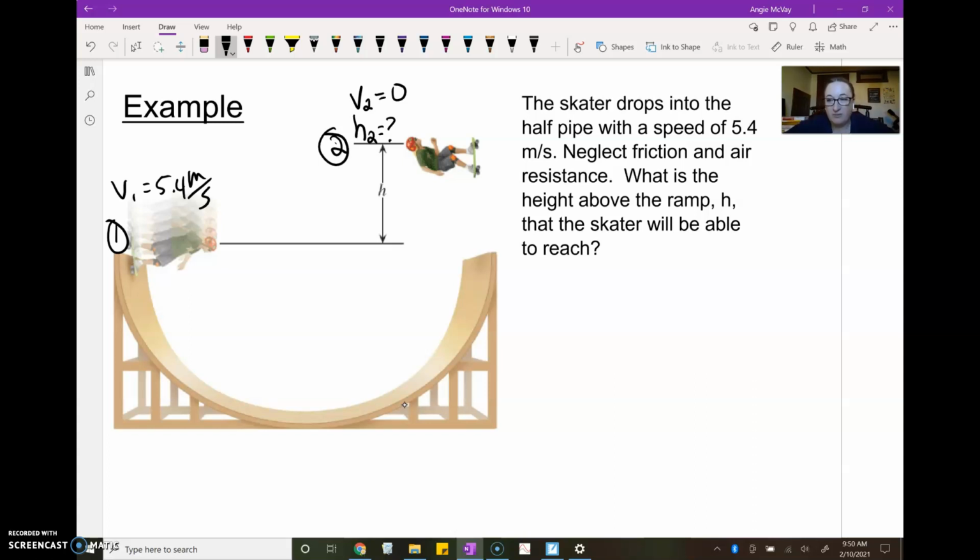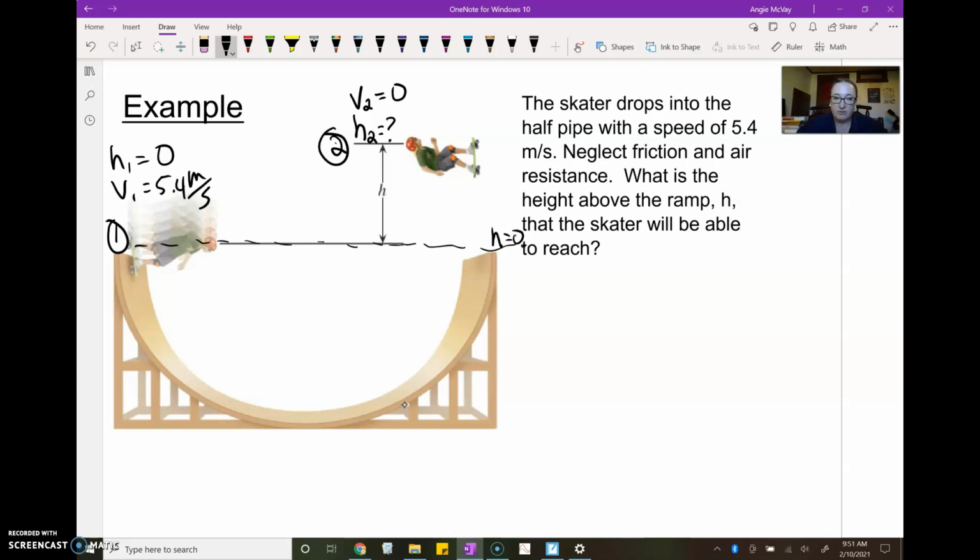Do we know how far the skater is above the ground at any point here? No. So it makes the most sense that this line that we're provided with, that kind of skims the top of the half pipe, will be our height equals 0, our reference line. So that means at position 1, the skater has a height equal to 0, because we're setting the top of the half pipe as our reference line. And that's okay, because we don't really care what the skater is doing in the half pipe.